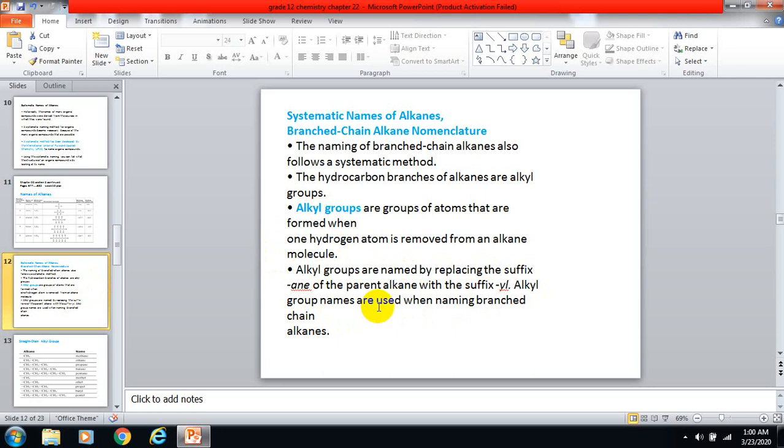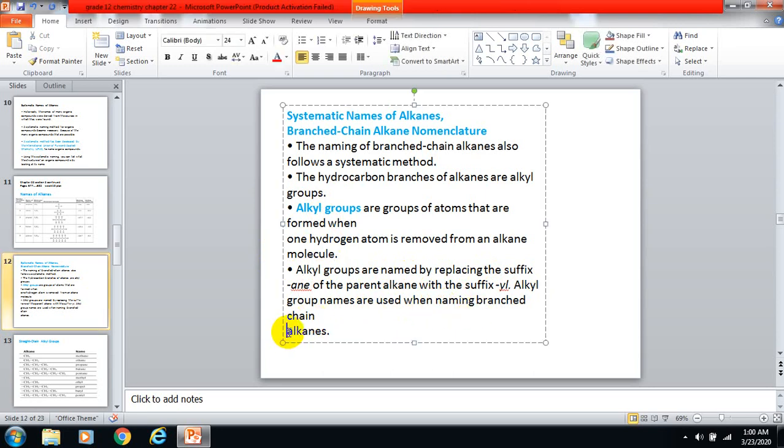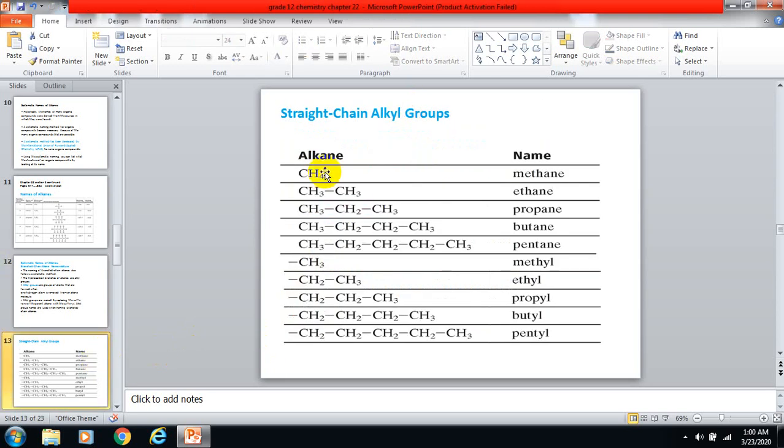Alkyl group names are used when naming branched chain alkanes. Now you will see how the A-N-E is going to be changed to Y-L. How are we going to replace this suffix A-N-E by Y-L? Okay. CH4 methane, CH3 bond, CH3 ethane.